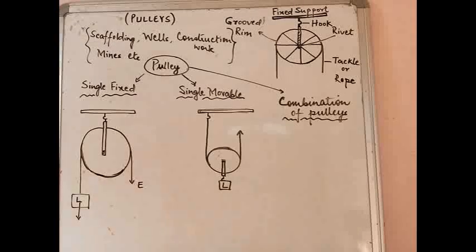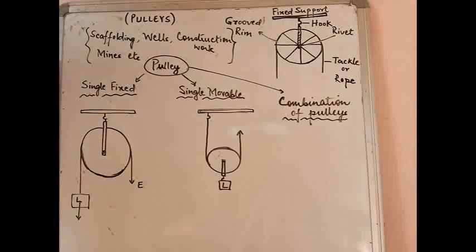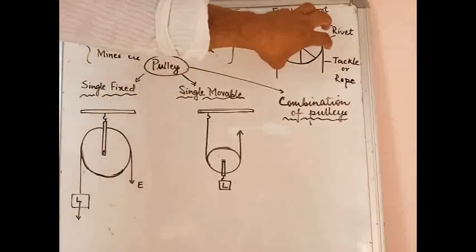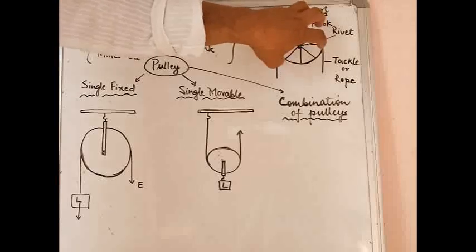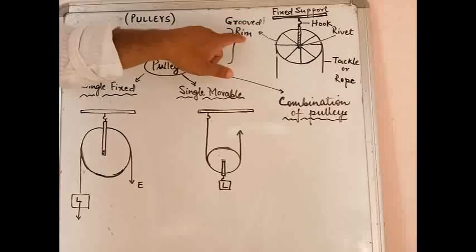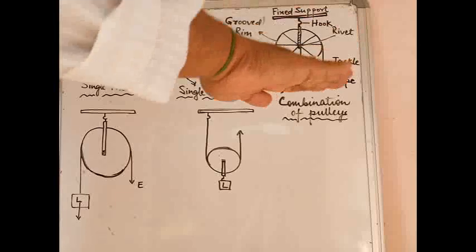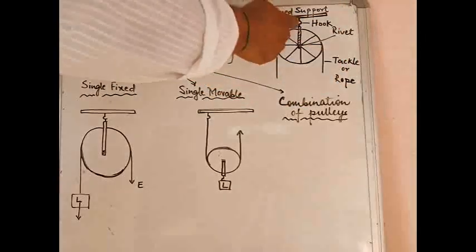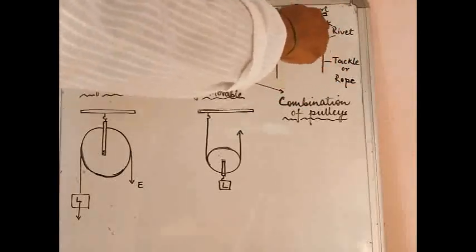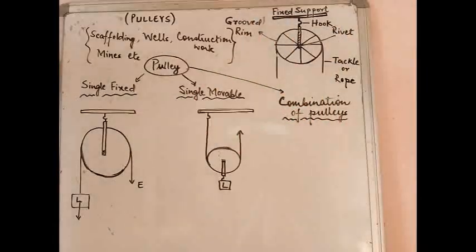Now what I'm trying to define over here is what exactly is a pulley and how does it look. A pulley comprises a grooved rim. This is a circular grooved rim that I have mentioned over here. Grooved in the sense that it has a small, shallow trough, sort of a dip all around this area, because there has to be a rope or a tackle that has to go around it, and it has to be pulled from one side.